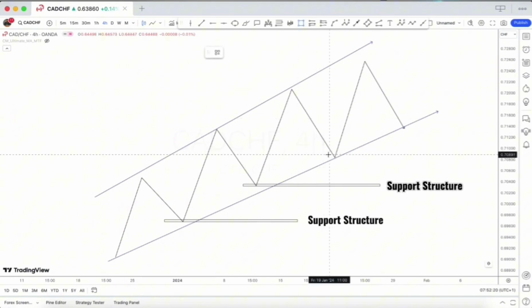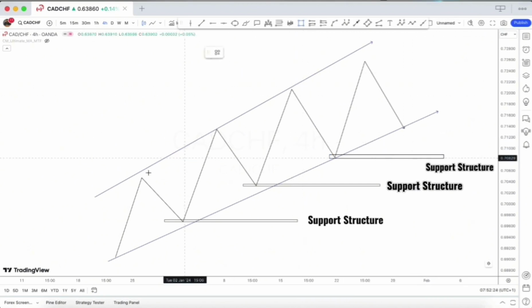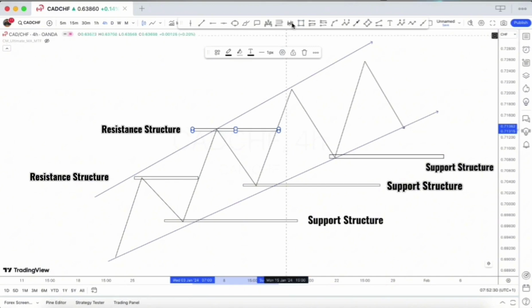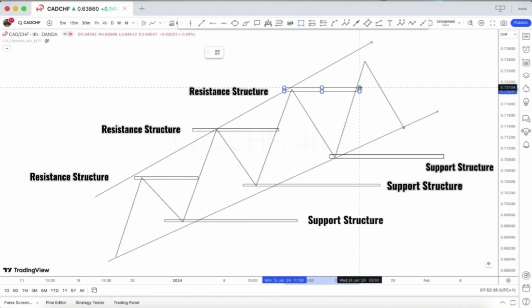When you're on a live market, you are going to identify all this, and these right here are all resistance structures. So you can see it's easier to identify these levels on a trending market, as well as it is easier to identify them on a ranging market.